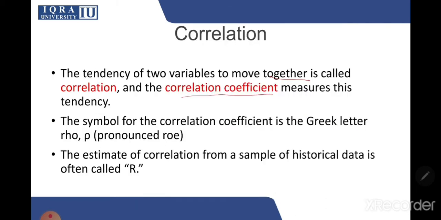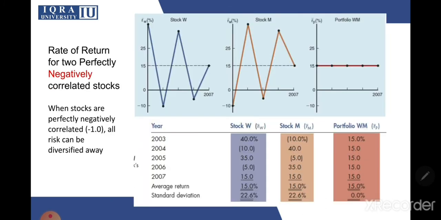So now, what exactly does this correlation mean when it comes to stocks? We're going to look at three examples for that. In the first case, we have two stocks, stock W and stock M. These are the graphs, and over here you can see the table is provided that shows, from 2003 till 2007, what was stock W's return and what was stock M's return.